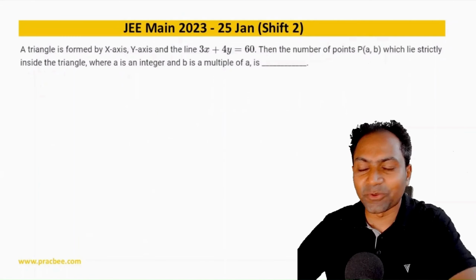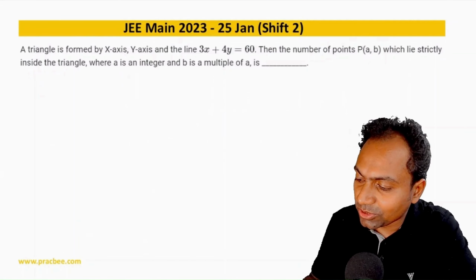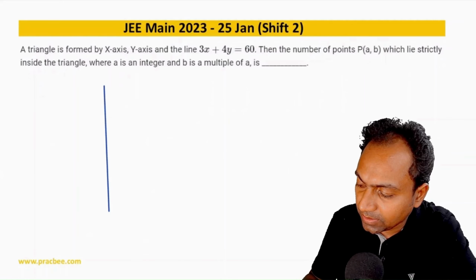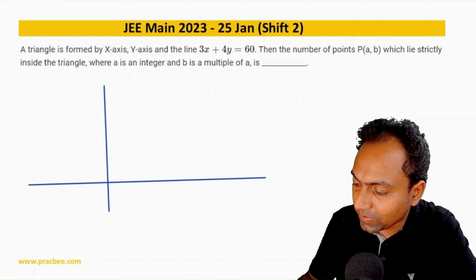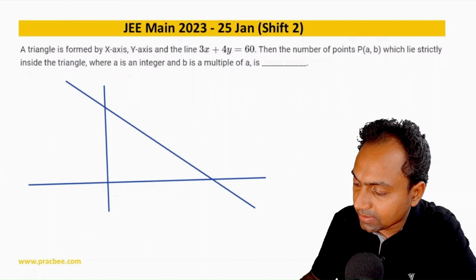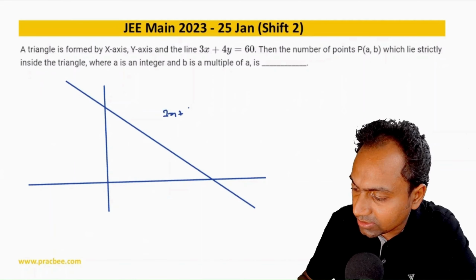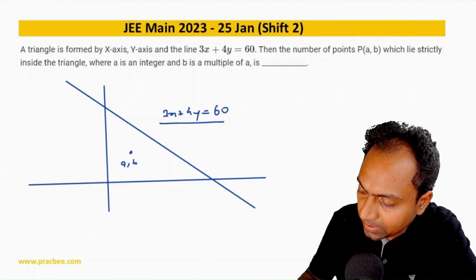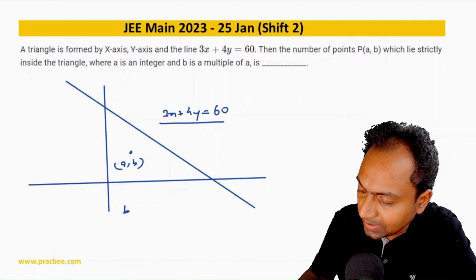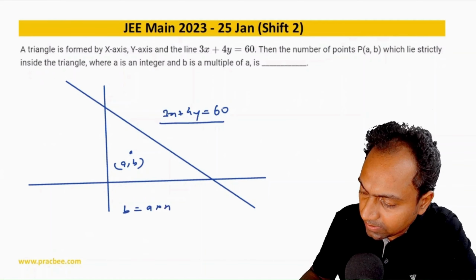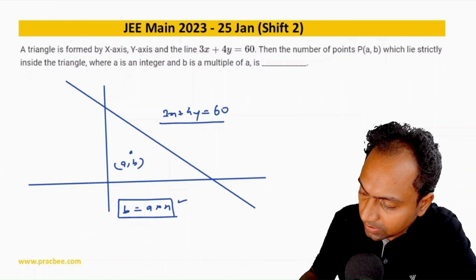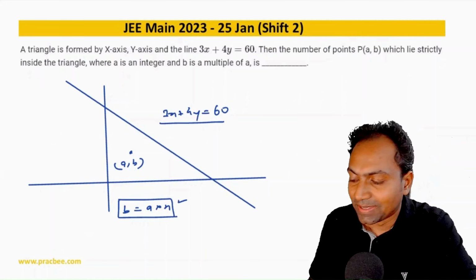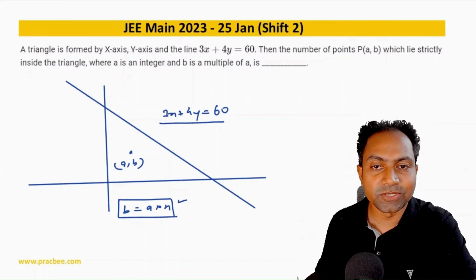Now, this is a very interesting question that was asked in 2023. This question talks about a triangle formed by the x-axis, the y-axis, and a line given to us as 3x plus 4y is equal to 60. Now, they're saying that there is a point (a, b) here in such a manner that b is a multiple of a. This is what is given to us. So we need to find how many such points are possible.